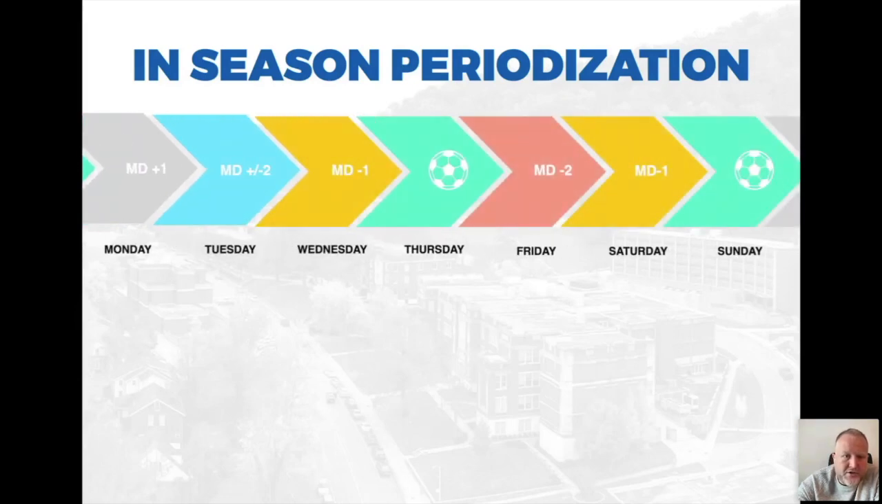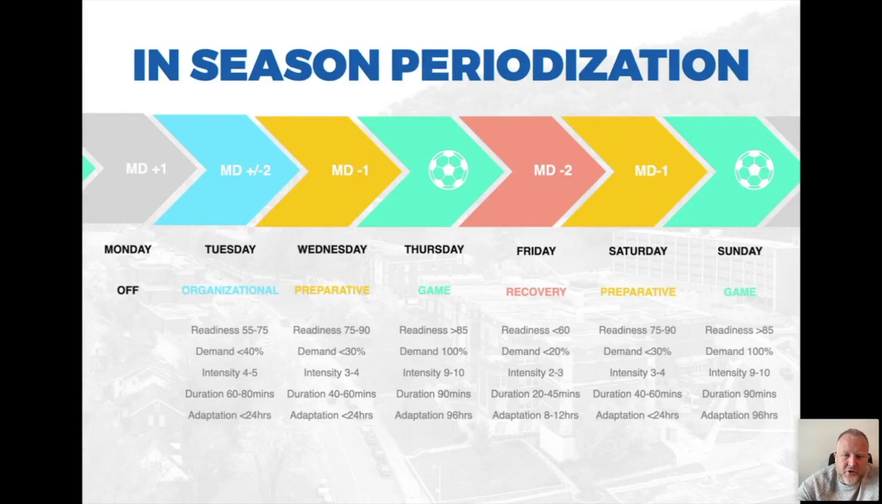For us, we take off on Monday, and then we'll train Tuesday, Wednesday, play games Thursday, train Friday, train Saturday, game Sunday, and that's the bulk of our season. And so there isn't very much that you can do. I included some of the readiness scores and the demand of these sessions.